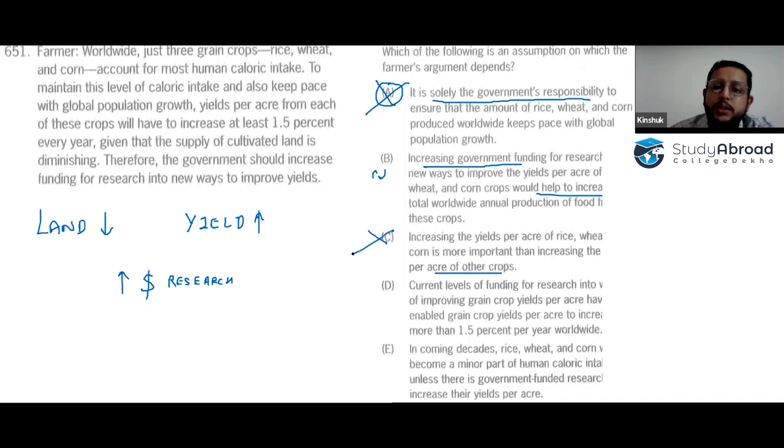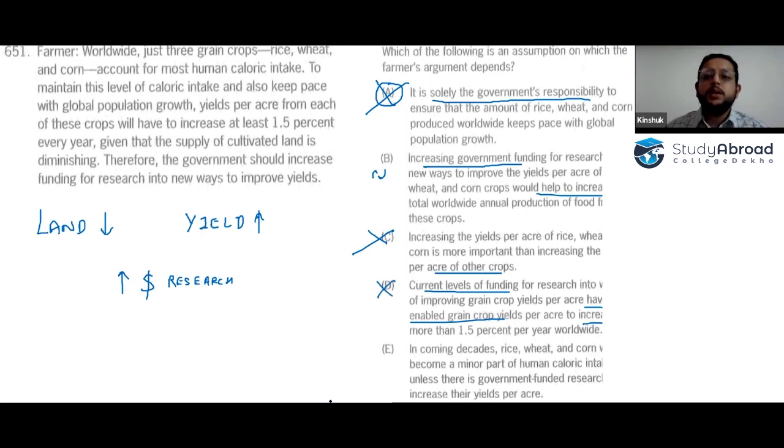Answer choice D says current levels of funding for research into ways of improving grain crop yields per acre have enabled grain crop yields per acre to increase by more than 1.5% per year worldwide. So it is saying that because of the current level of funding into the research for new ways, the yield has increased. This is the end result of the research. You funded the research, you gave money to it, and then the research came out to be fruitful. But in this argument, the author is not saying that the research will come out fruitful. The author is limited to the fact that they should just increase the funding. So again, this is not going to be the right assumption.